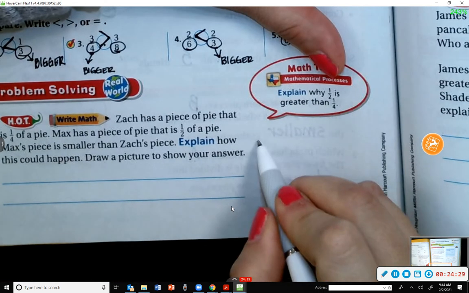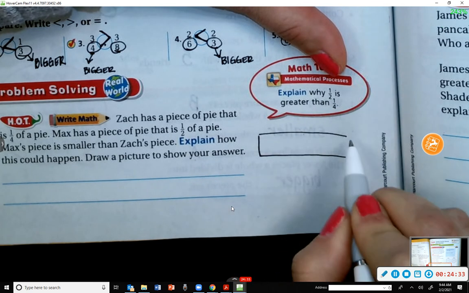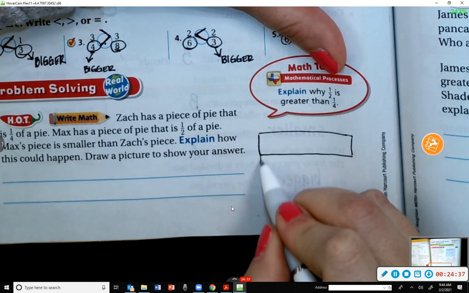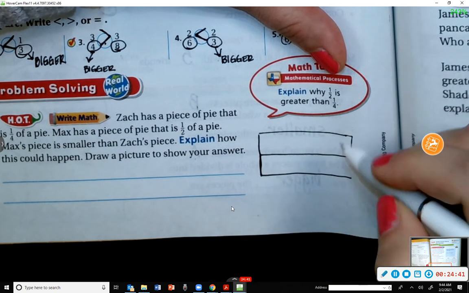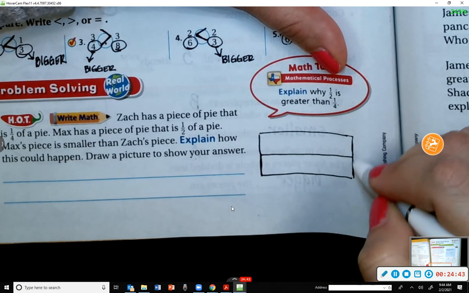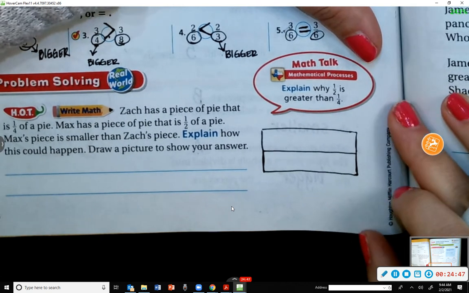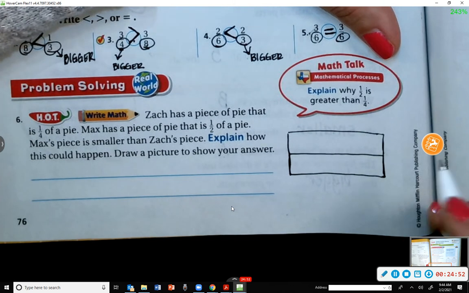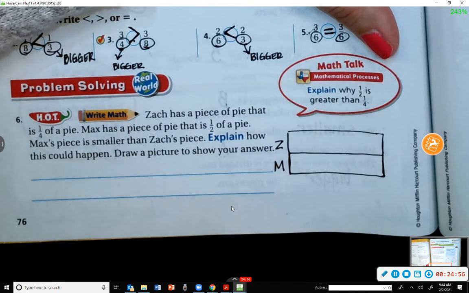You're going to go over here out to the side and draw a long skinny rectangle. And then you're going to draw another one right underneath of it. The reason we do right underneath is because that helps us make sure that they are equal. Because we can't compare them if the whole pieces are not equal. Okay, so I have Zach and Max. So I'm going to label Z and M.